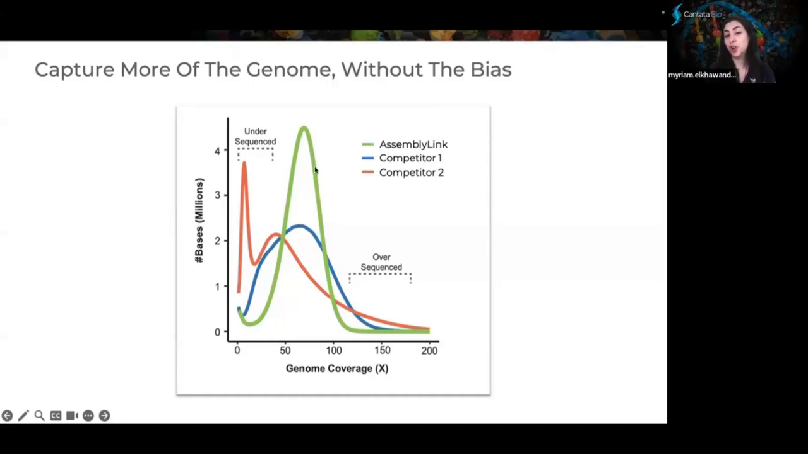AssemblyLink distribution shows this shotgun-like uniform coverage distribution, and that's what enables you to have a higher number of heterozygous SNPs detected, and then a high accuracy in phasing those SNPs across the chromosomes, and that results in high-quality haplotype-resolved assemblies enabled by AssemblyLink data.